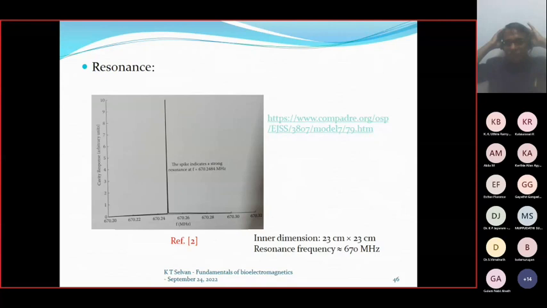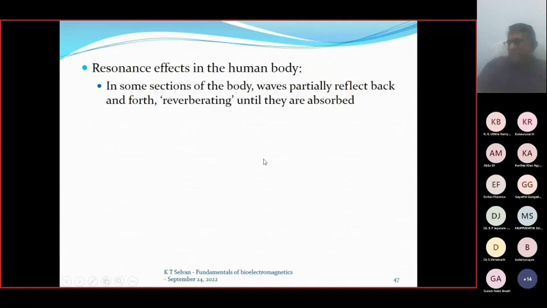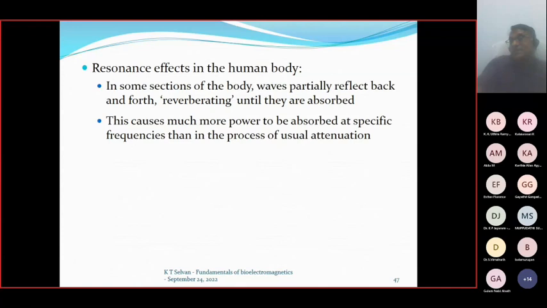So this idea of resonance is very important, because the energy absorbed in my head is not going to be the same as the energy absorbed by my hand or by my legs, because different parts have different resonant frequencies. Or we can also talk of the resonant frequency of the whole body. It depends on what our focus is. So resonance effects in the human body are very similar. Obviously, we should expect the waves to reverberate, go back and forth, and add to each other. Therefore, different parts absorb different frequencies at different intensities.